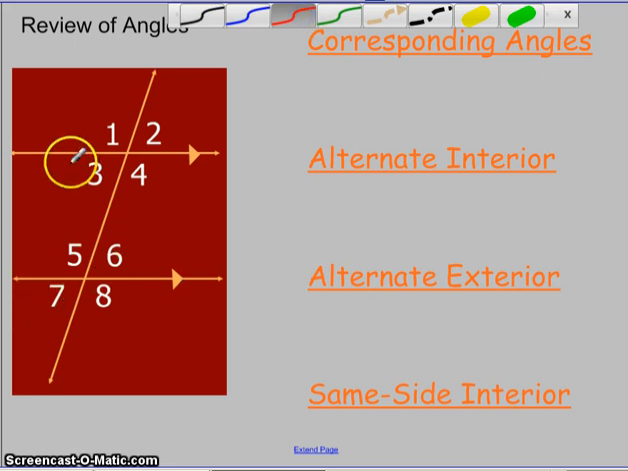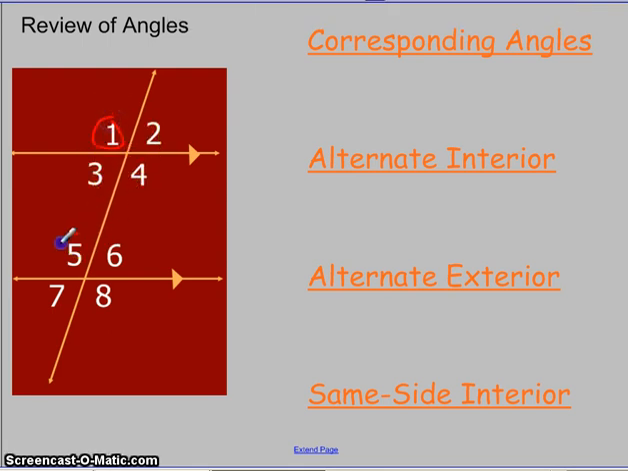So if we remember, here's our two lines cut by the transversal. The corresponding angles are going to be in the same location of the intersection. So like the upper left on both of them would be examples of corresponding angles. So like angle 1 and angle 5 would be corresponding angles.